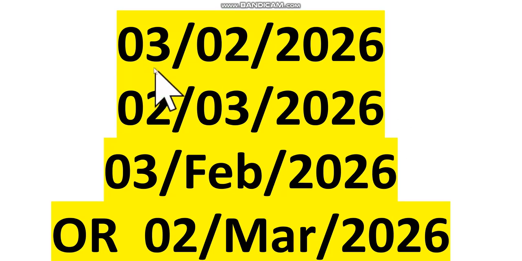When you see these dates, 3 to 2026, this is the year, it's clear. But about these 4 digits, which is the date and which is the month?